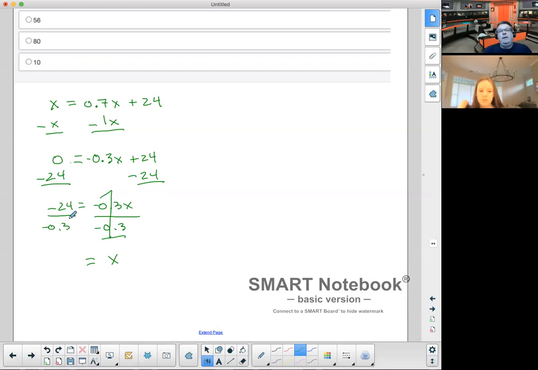I know that 24 divided by 3 is 8, but because it's a decimal, we're going to throw a 0 on, or we would use our calculator. So x in this case equals 80, but that was a bit of a longer way to do it. So let me show you a more efficient way to do it.